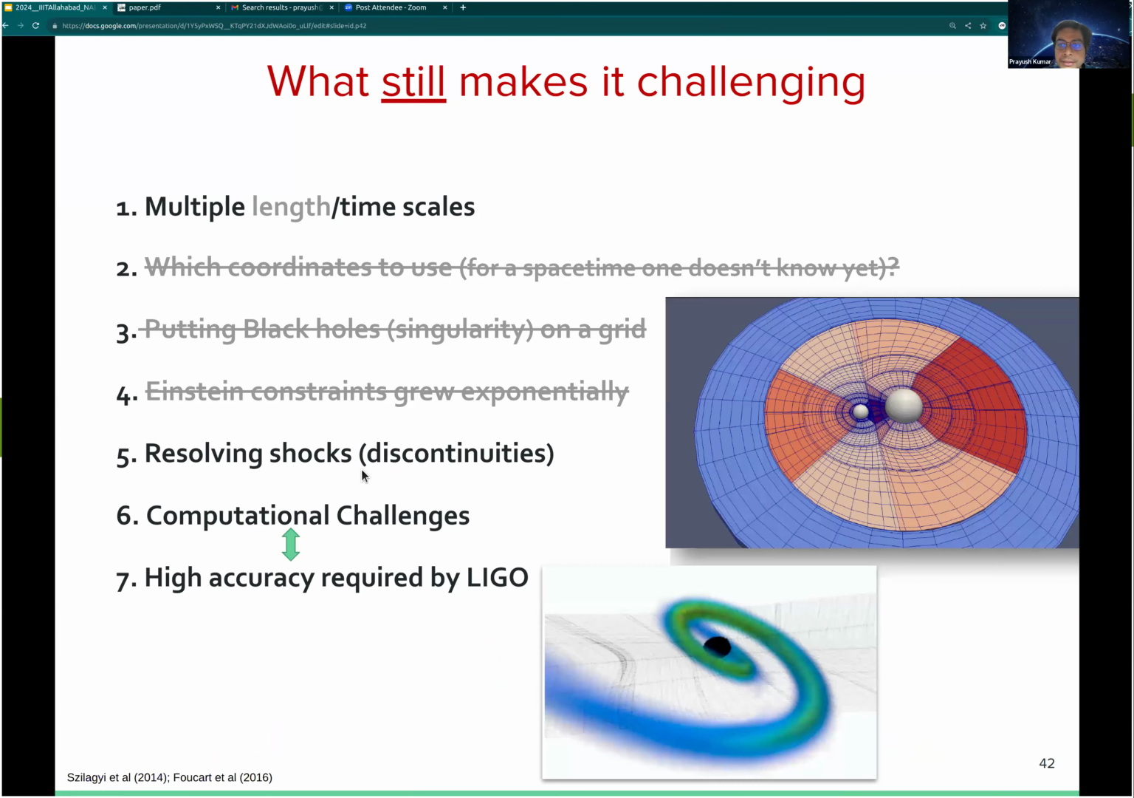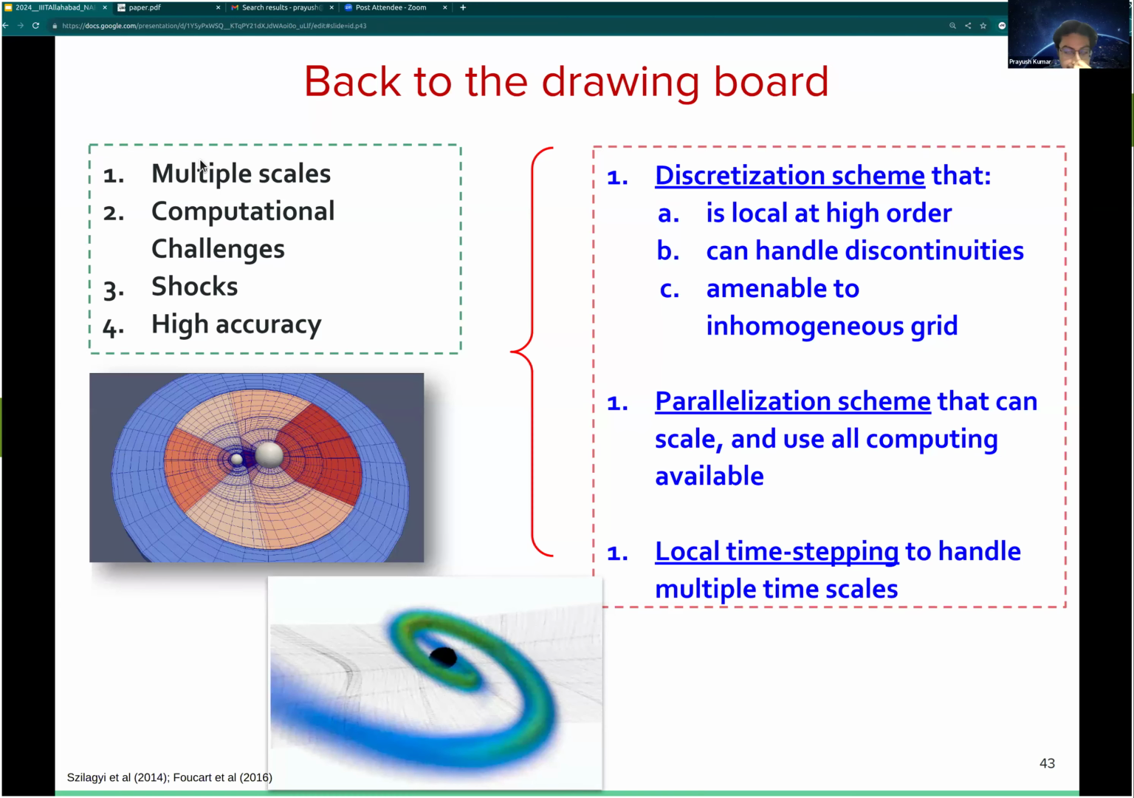Right. So we go back to the drawing board and we take up only the outstanding challenges, which are the multiple time/length scales, computational challenges, shocks, and high accuracy requirements. And we realize that people need to think differently in terms of the whole paradigm of how these differential equations are being solved.